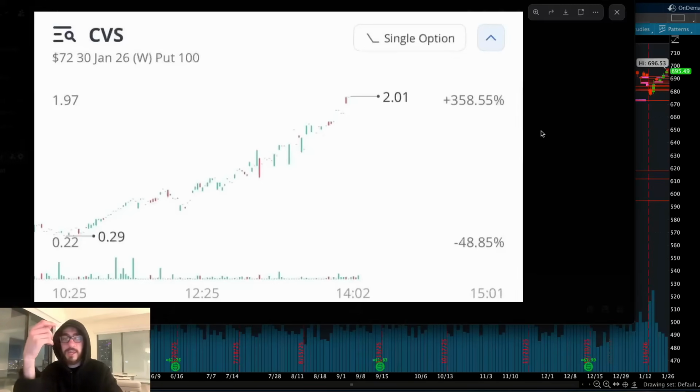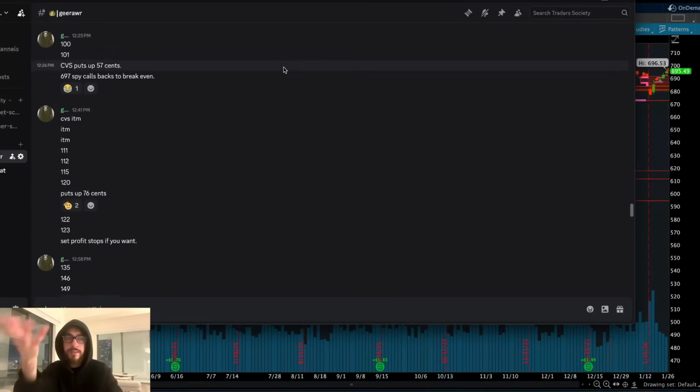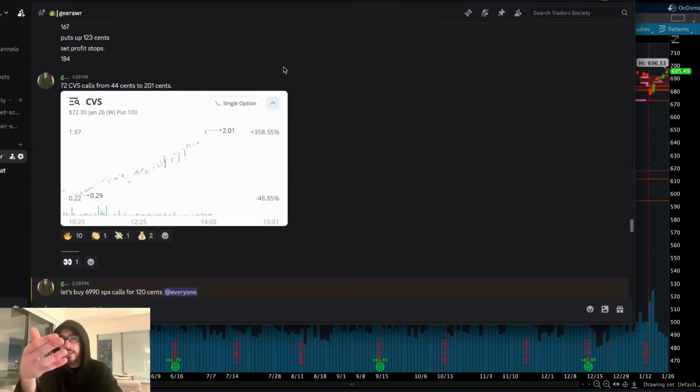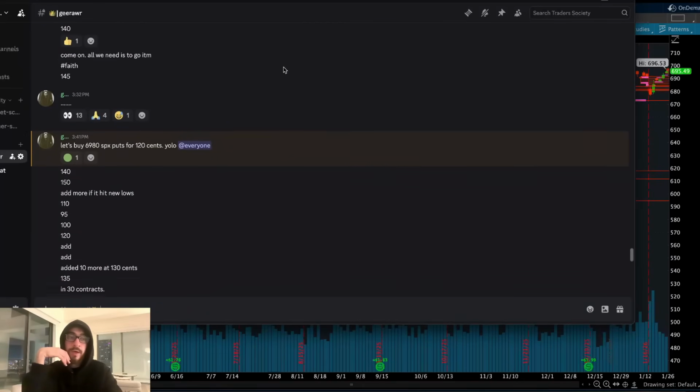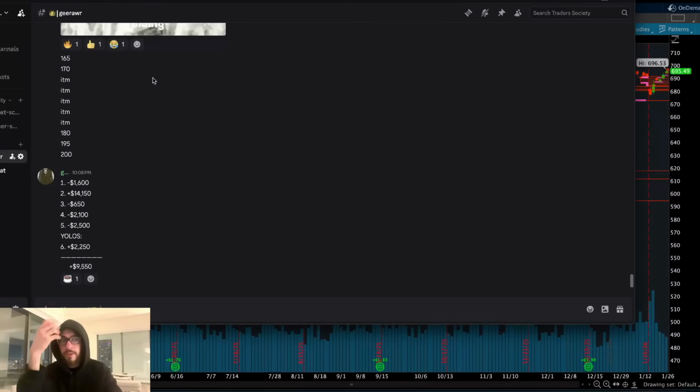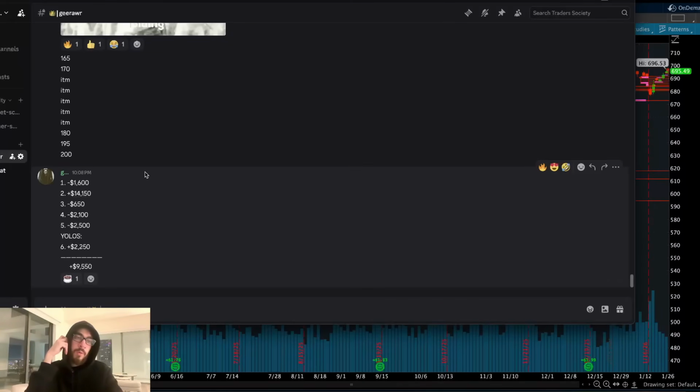First trade was 100%. There were some L's in between that. Doesn't matter in terms of the order and the timing of the trading. That's all you needed to be massively green on the day. Power hour 6980 SPX puts for 120. It went to 200.